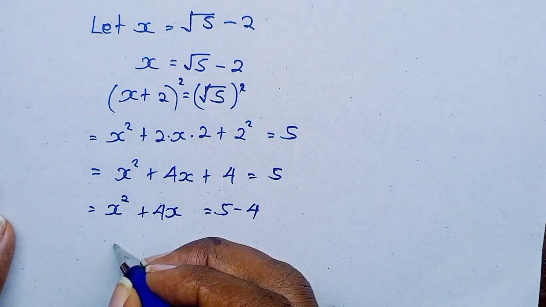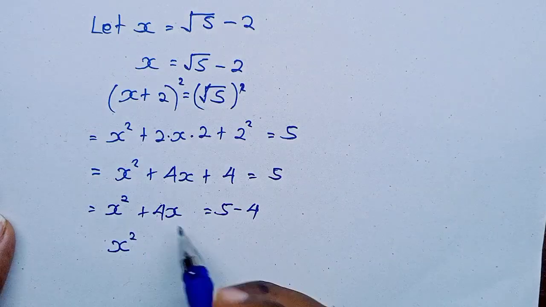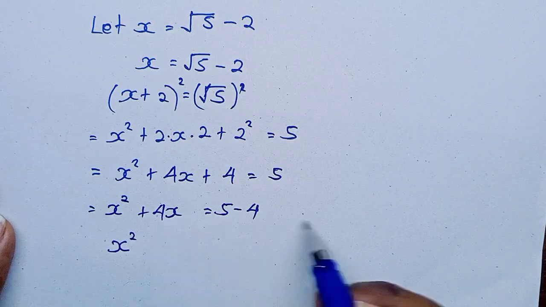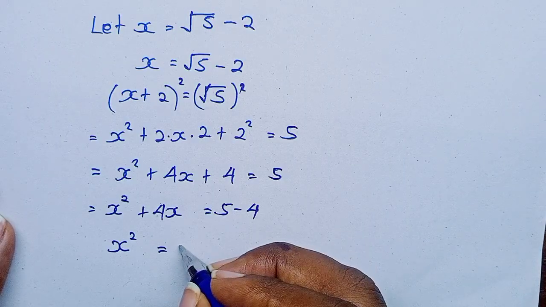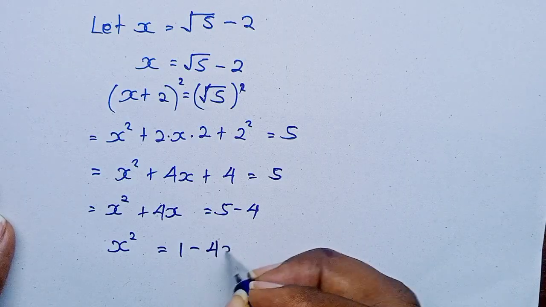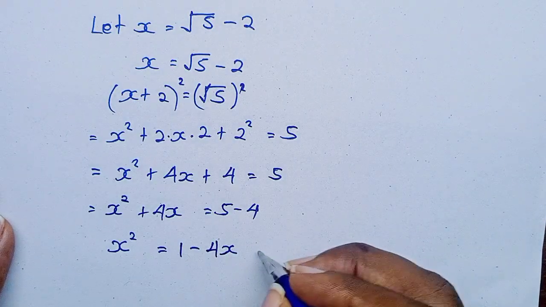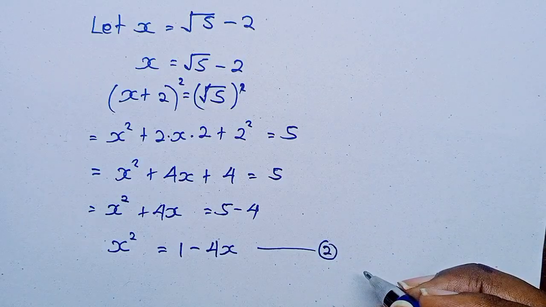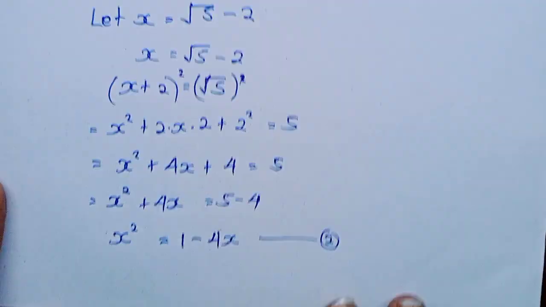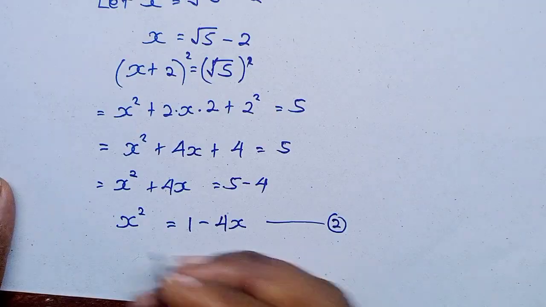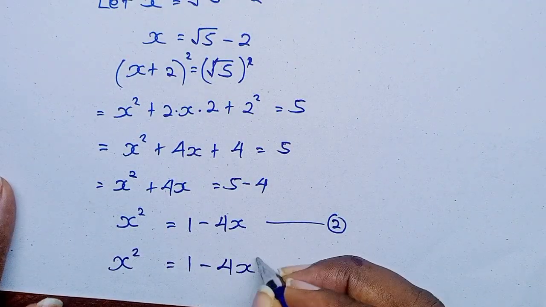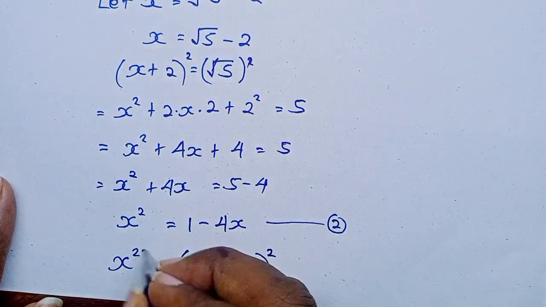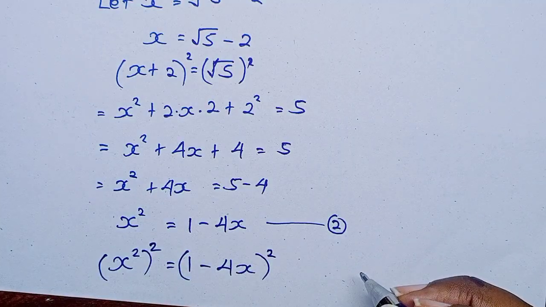So we shall have x squared. Now let us take the 4x this side. So we have x squared is equal to 5 minus 4, which is 1, minus 4x. Let this be equation 2. Now x squared is equal to 1 minus 4x. Let us square both sides.